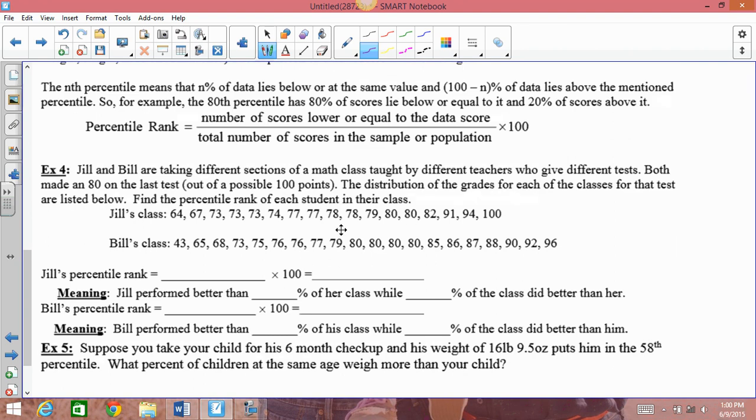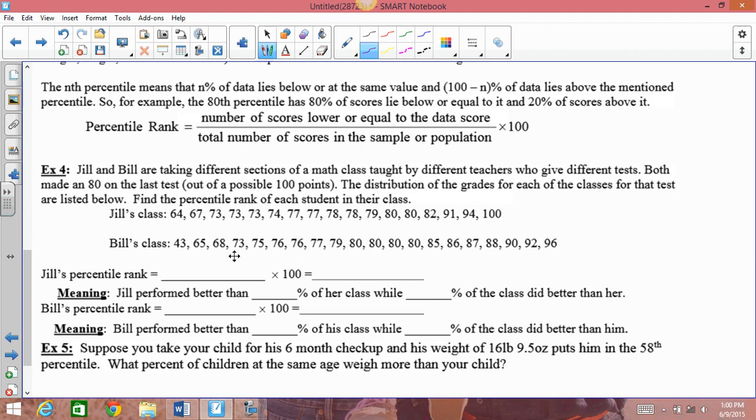The example that we're going to look at here, I've already put the data in order. It's important because your formula tells you to find the number of scores lower or equal to your data score, so it's easiest if your data is already in order. These students were taking a math class, they both got an 80 on the last test, and we want to figure out what their percentile ranking is in their class.